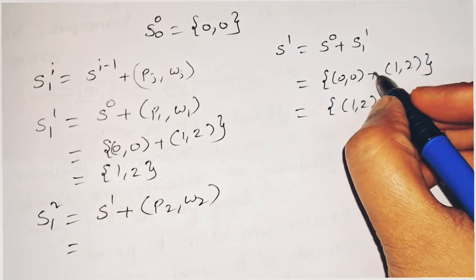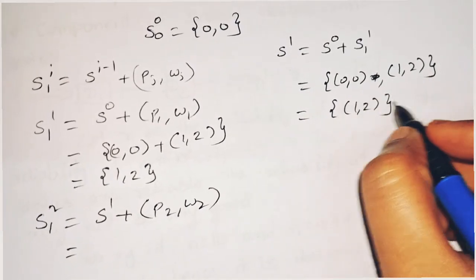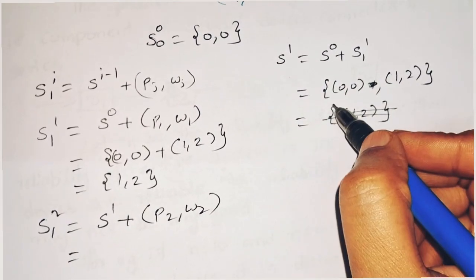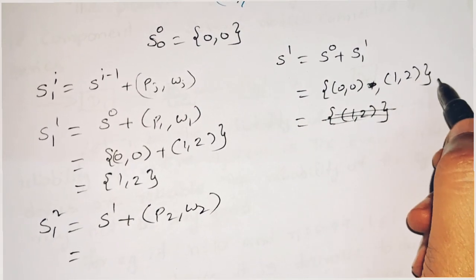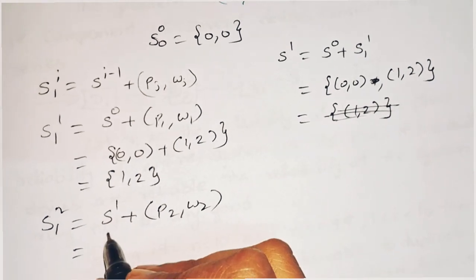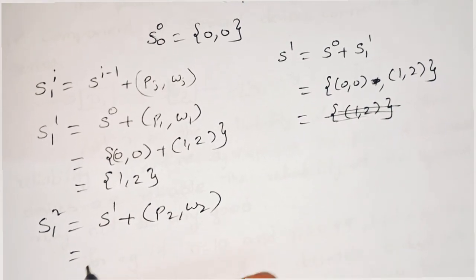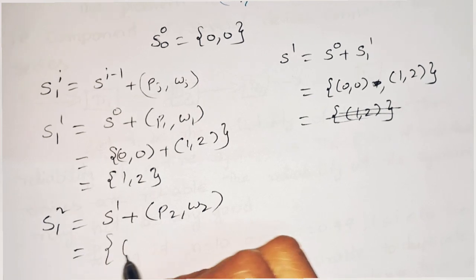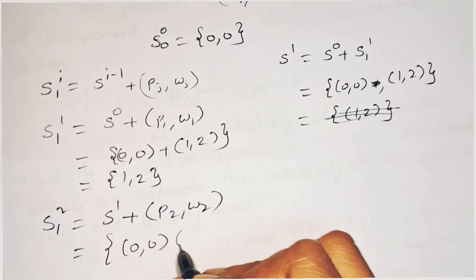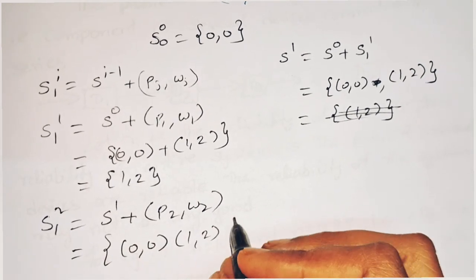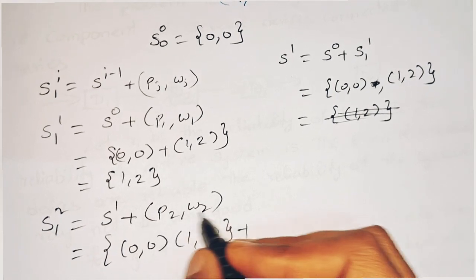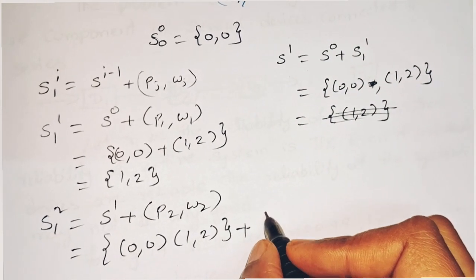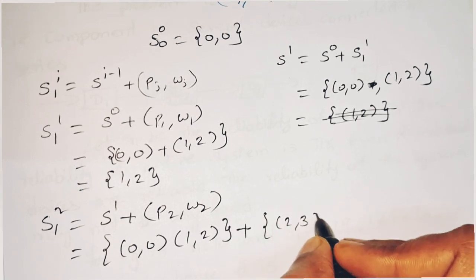So here we have to just unite the strings. We should not add the strings. Okay. So plus means concatenation here. So 0 comma 0 comma 1 comma 2. Okay. So S dash plus P2 comma W2. So what is the S dash value? 0 comma 0, 1 comma 2. Now, so what is the profit 2 and weight 2? 2 comma 3.